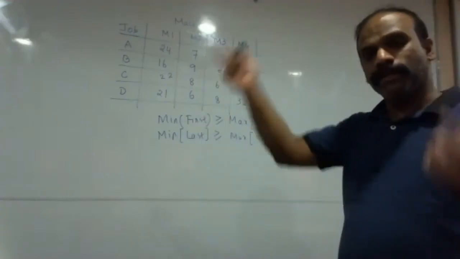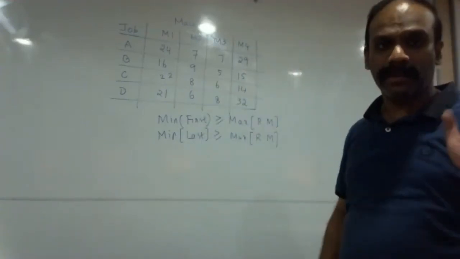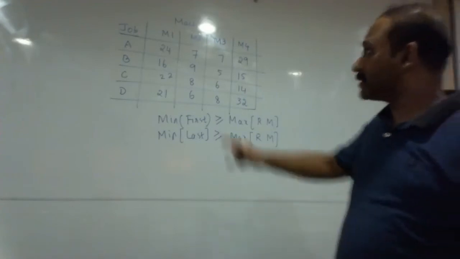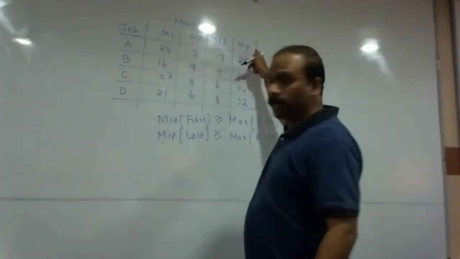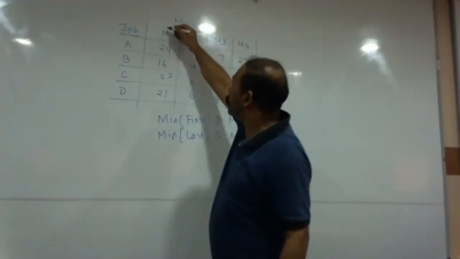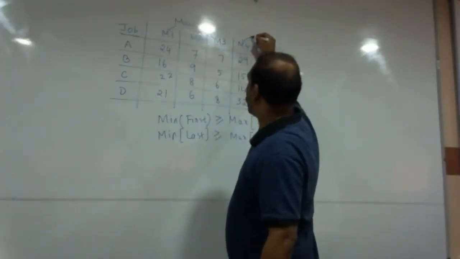They keep changing vertical and horizontal, so don't get confused. Please read the labels clearly. Job ABCD, machines M1, M2, M3, M4. So this is your first machine and this is your last machine.